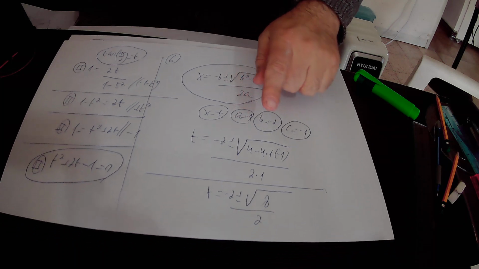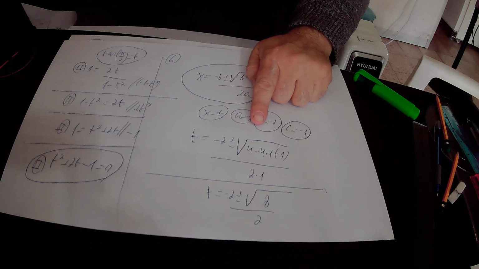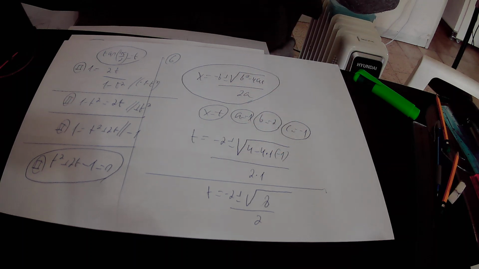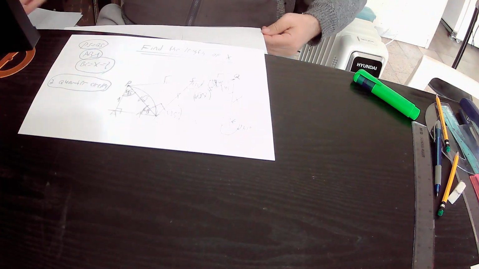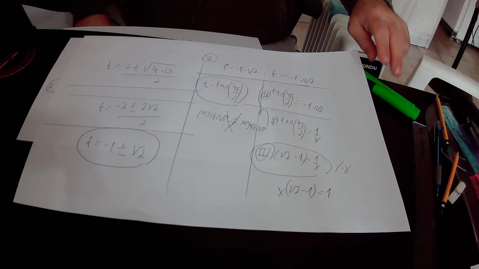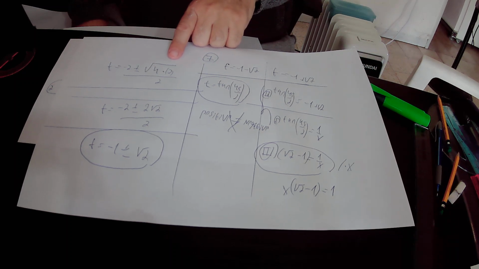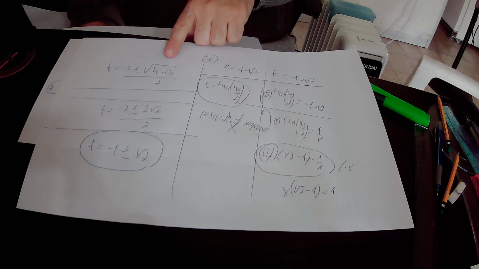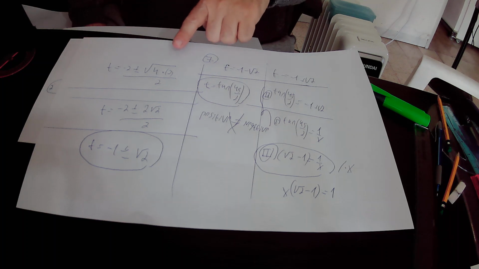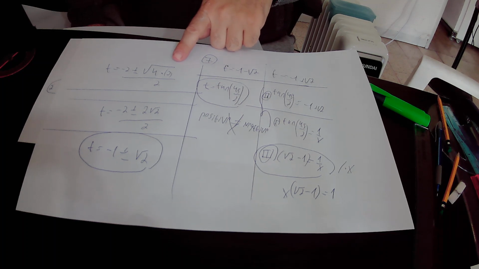So t equals minus 2 plus minus, inside the root we have 4 minus 4 times minus 1, which is plus 4. So in total, inside the root we have 4 plus 4, that is 8, all divided by 2. So we found that t equals minus 2 plus minus the square root of 8, which is 4 times 2, over 2. We substitute 8 by 4 times 2. And so t equals minus 2 plus minus, the square root of 4 is 2, so inside the root we are left only with 2.